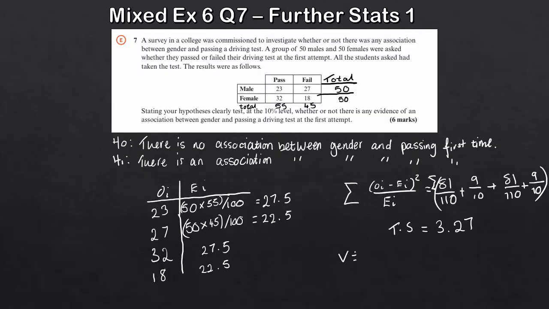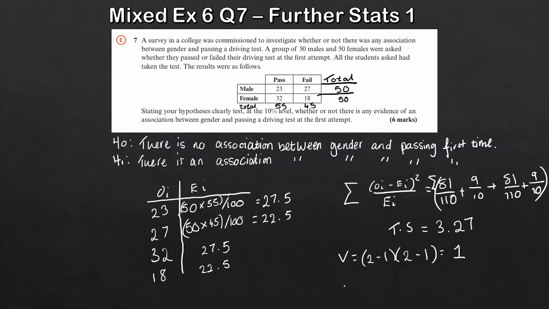Well, for a chi-squared test like this, you need to look at how many rows you've got and how many columns you've got, and we subtract one from each and then times them together. So we've got 2 rows and 2 columns here. So that's 2 minus 1 times 2 minus 1. Obviously 2 minus 1 is 1, times 1 again, we're just going to get 1, right? So I've got 1 degree of freedom here.